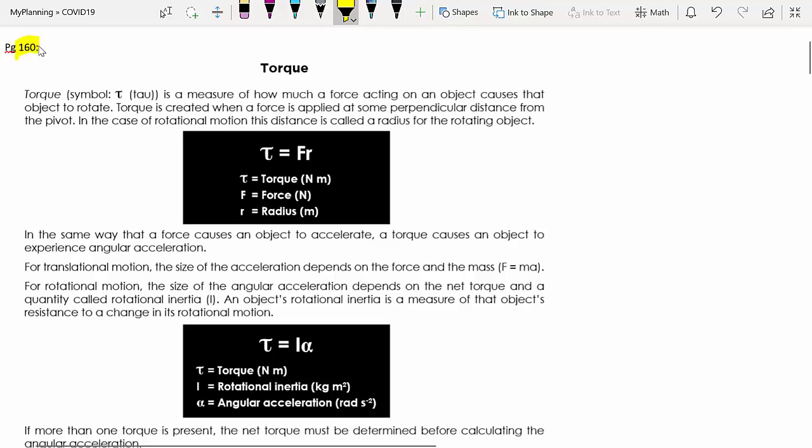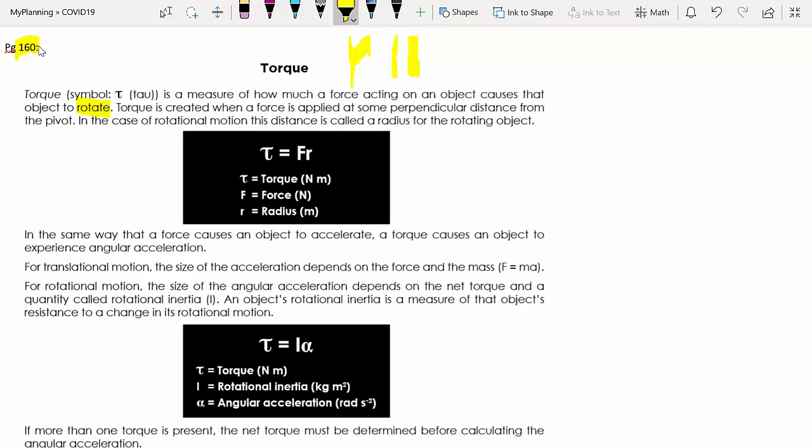160. Torque, so a year 12 concept, something you should be relatively familiar with, although a number of you may have struggled with that last year. So torque, with the symbol tau, is a measure of how much force is acting on an object that causes the object to rotate. Okay, so it's all about causing rotation.